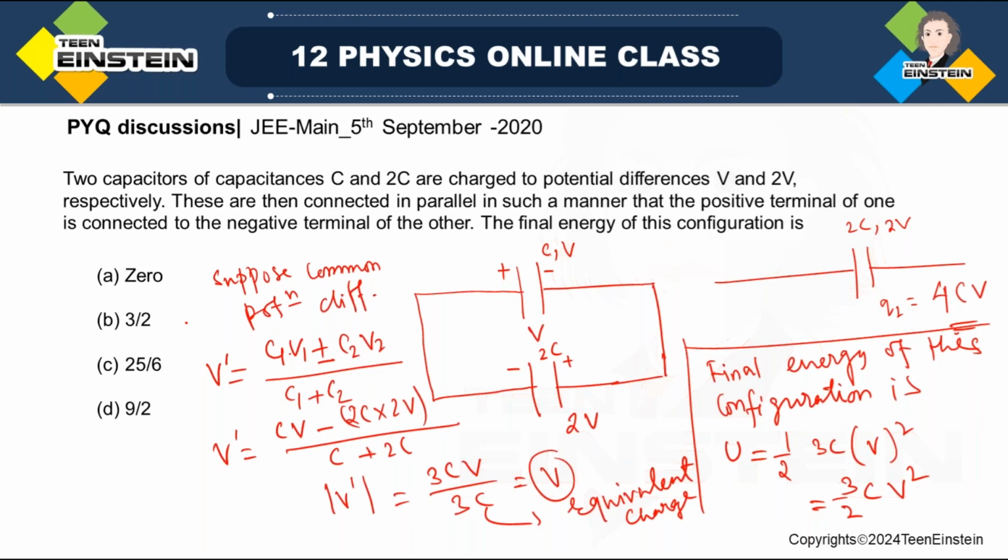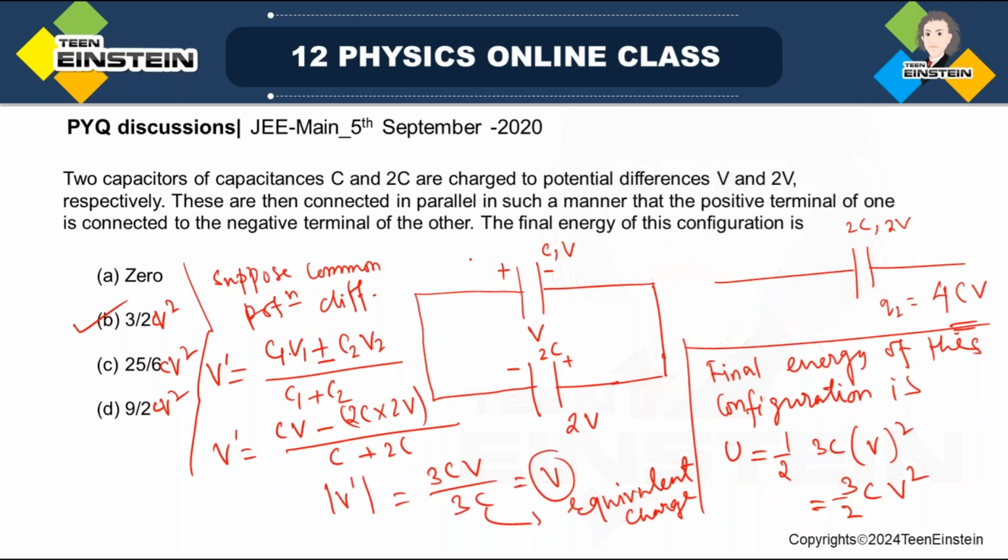I see the V squares are not written here. There are typos anyway. These are the options, so 3 by 2 CV square is the correct answer for this question. So the final energy configuration is 3 by 2 CV square. C will also be there. All right, so this is the answer for the given question.